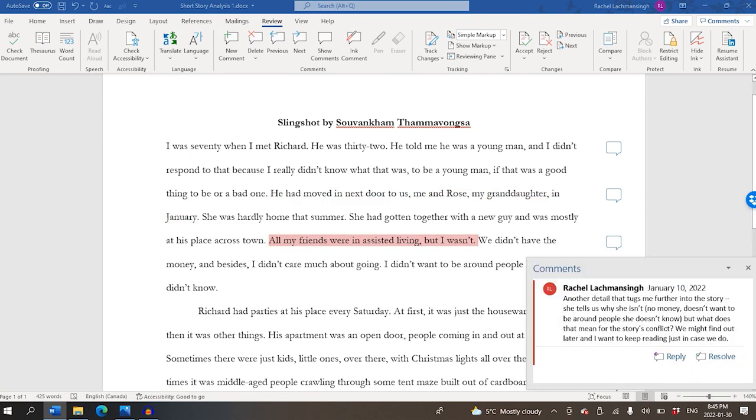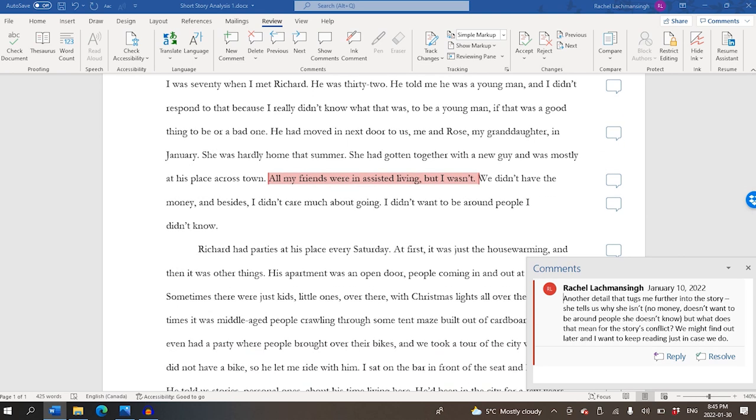So the next line that I highlighted is, all my friends were in assisted living, but I wasn't. So in my comment, I said another detail here that tugs me further into the story. So the narrator tells us why she isn't in assisted living. She doesn't have money, doesn't want to be around people she doesn't know. And we get that sort of later in the next sentence. That makes me further wonder, what does that mean for the story's conflict? What does the narrator not being in assisted living mean to her? This is kind of another lasso moment. So we might find out later, and I want to keep reading just in case we do.